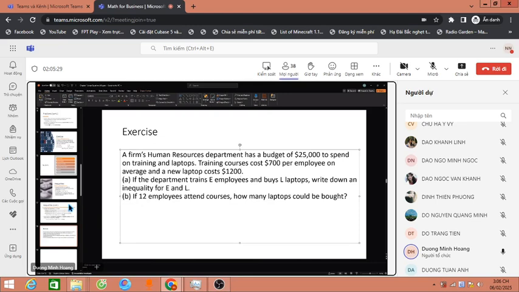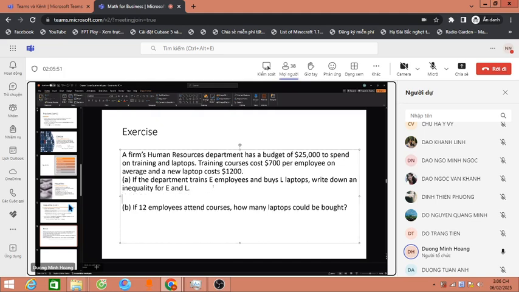A human resources department has a budget of $25,000 to spend on training and laptops. Training courses cost $700 per employee on average, and a new laptop costs $1,200. If the department trains E employees and buys L laptops, write down the inequality for E and L.